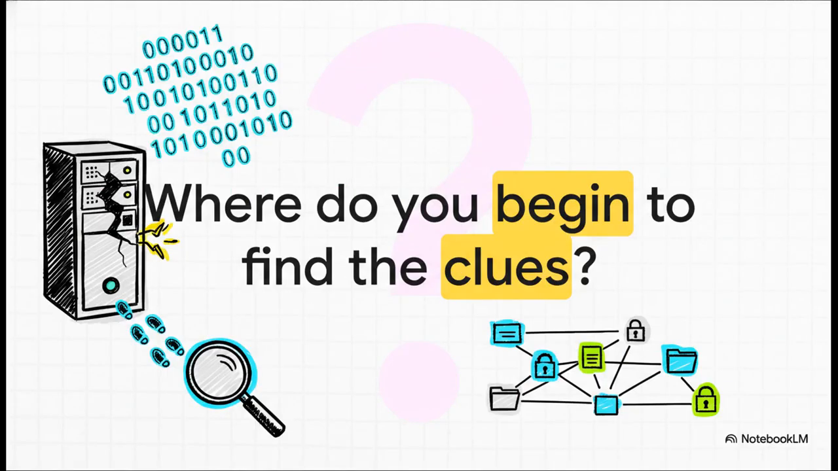So, picture this. A major server gets hacked. The attacker is a phantom. No witnesses, no fingerprints, nothing. Just a silent digital crime scene. So, what do you do? Where do you even begin to look for clues when all you've got is ones and zeros?